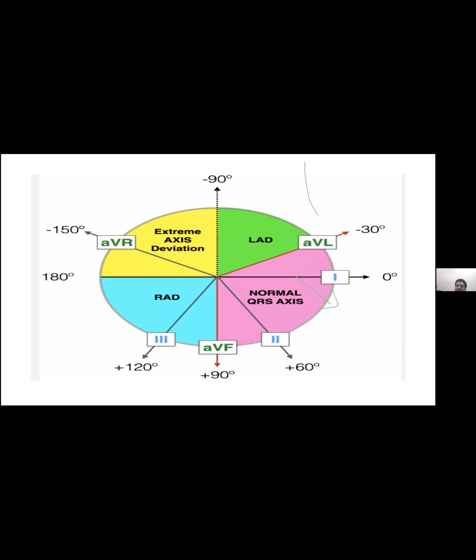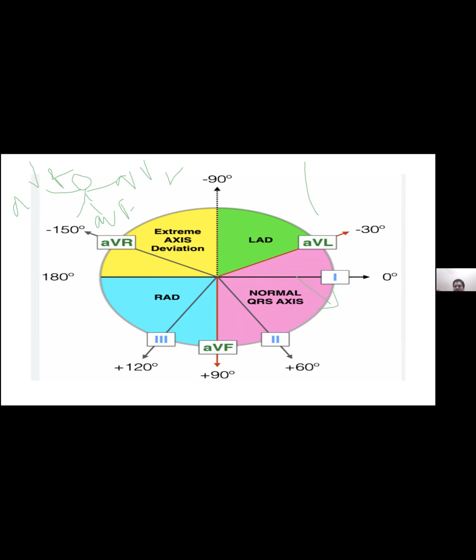You have got to understand: L stands for left upper limb, so left upper limb is AVL. For the right upper limb, it is AVR, and for the lower limb, it is AVF. You understand the AVR, AVL, AVF concept. Now, you have got other leads: 1, 2, and 3.